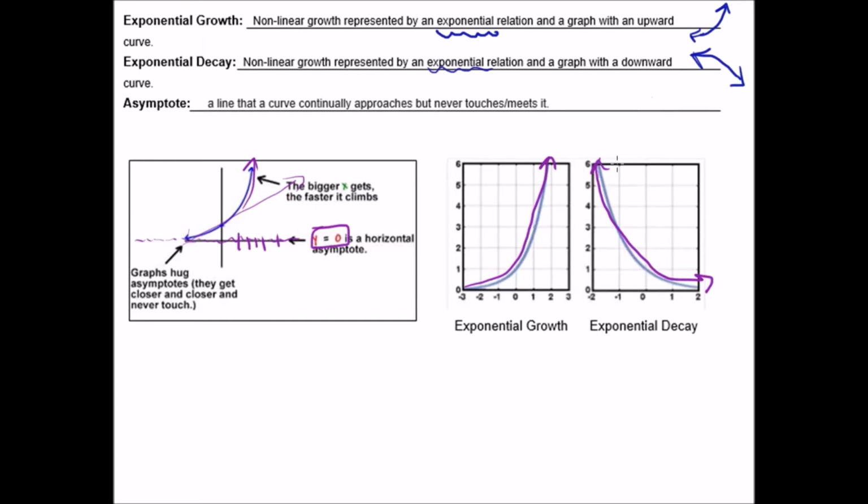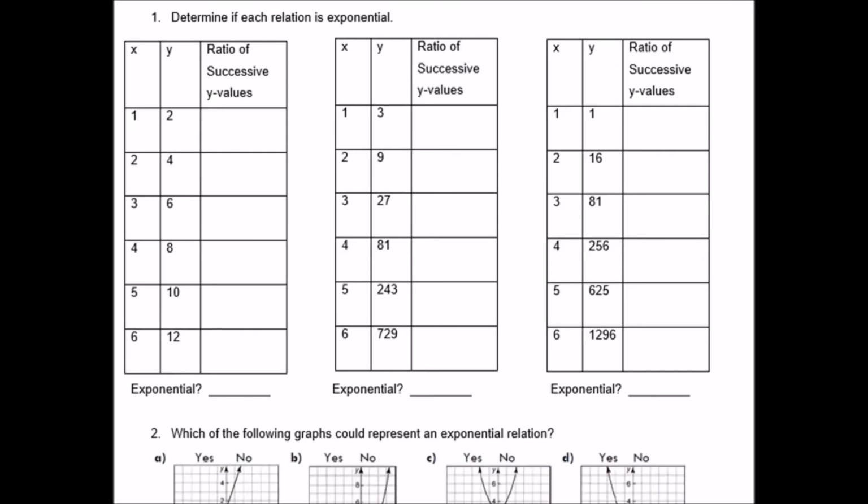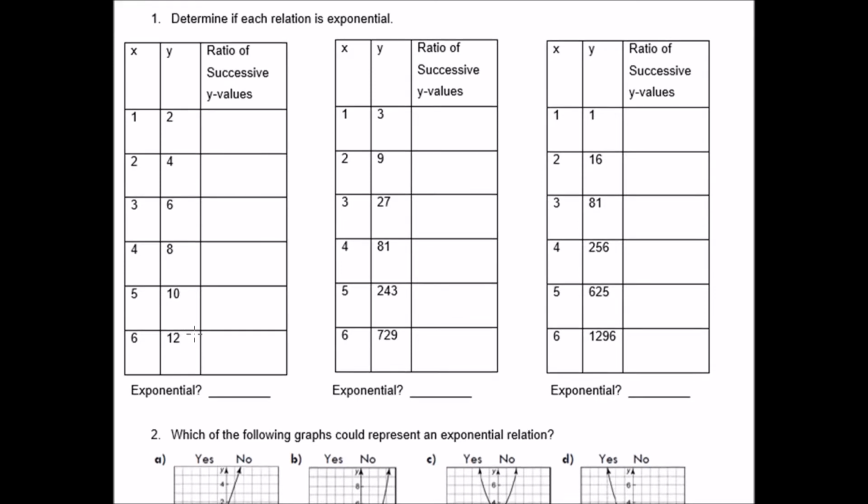Increasing versus decreasing. So let's determine if each relation is exponential. You can go ahead and try these and then check your answer. I would first see if there's a pattern. Just a recap, all the x's have to go up by the same number: 1, 2, 3, 4, 5, 6. The x's are increasing by 1, so delta x is 1. That's okay.